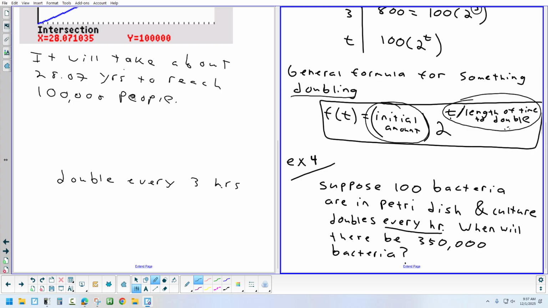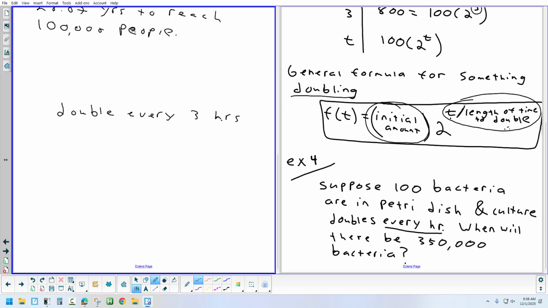Right, so let's try this one. We've got 100 bacteria, and they're doubling every hour. When will we have 350,000? Okay, let's start with our formula, where A stands for amount. What's the first thing that comes after the equal sign in the formula where something's doubling? 100, and in general, what is the 100? Initial, whatever the initial amount is.